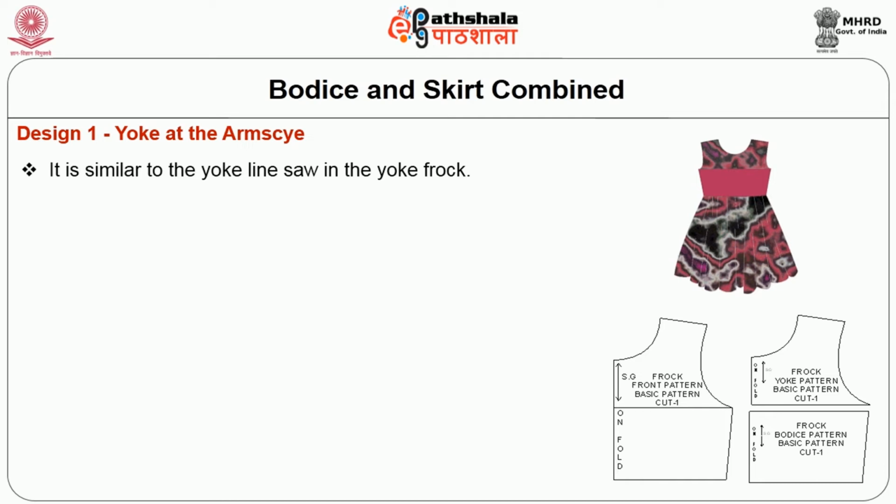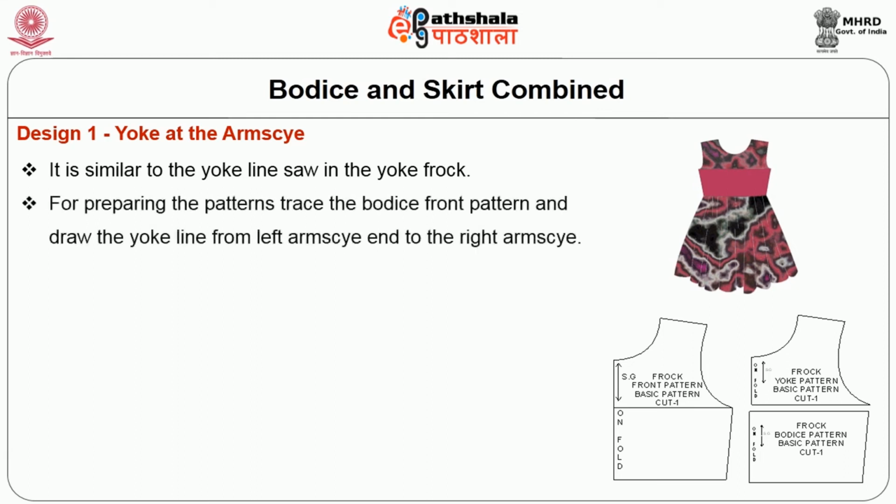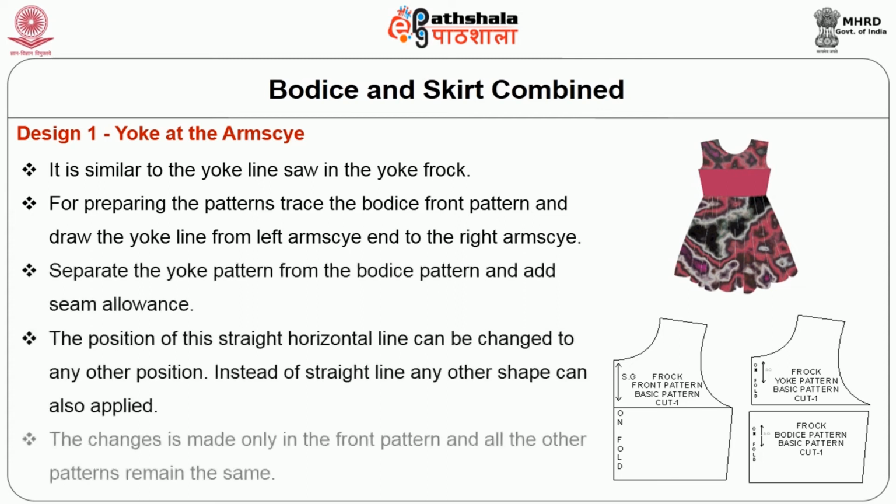In the first design, the yoke is at the armscye line as you see. I hope you will remember this is similar to the yoke line that we saw in the yoke frock. For preparing the patterns, you will have to trace the front pattern of the A-line frock. I am repeatedly using the same A-line frock pattern because you will be familiar with it and it is also easier for you to follow.